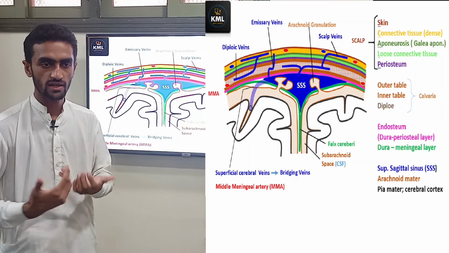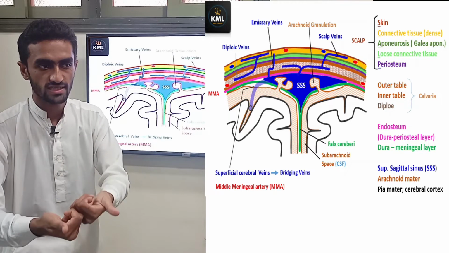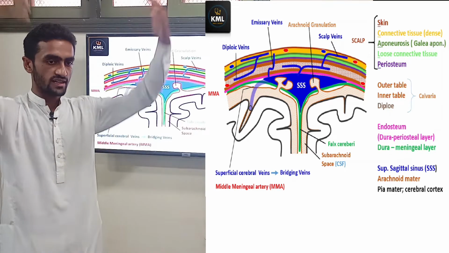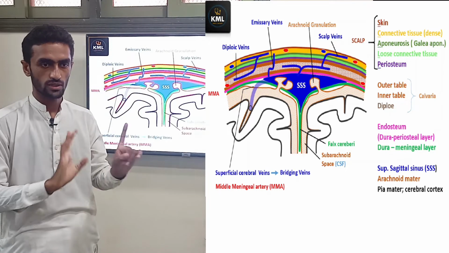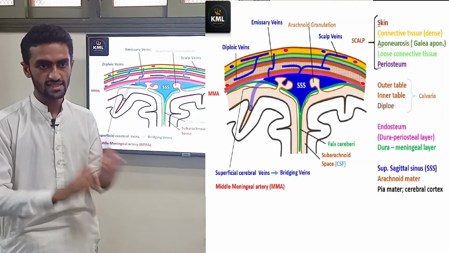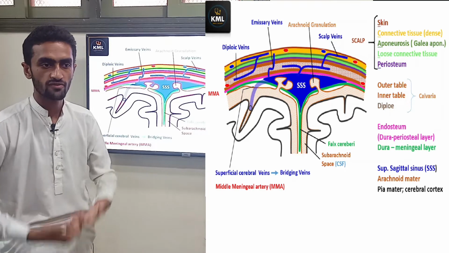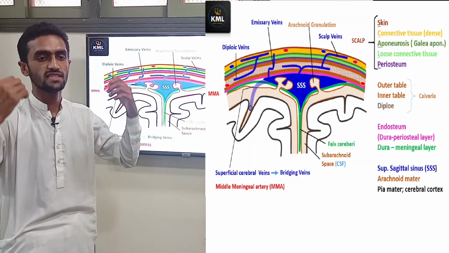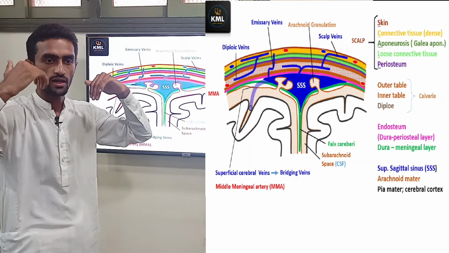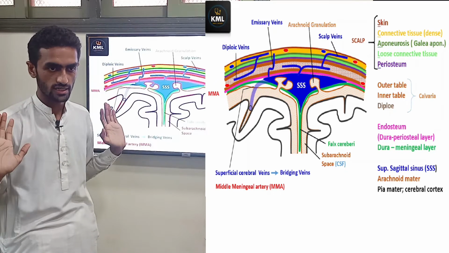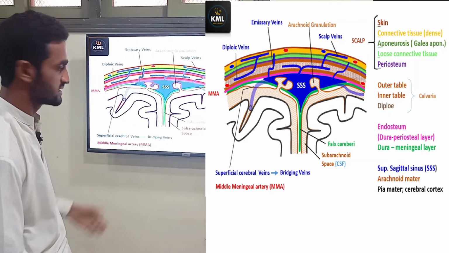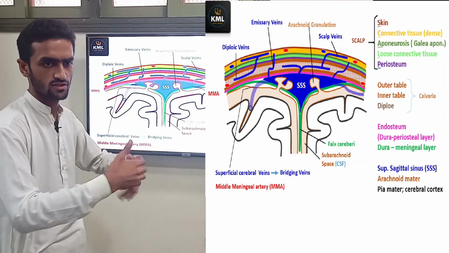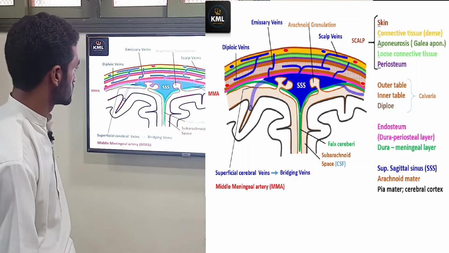of the blood from the intracranial part to the suprasagittal sinus, while the emissary veins drain the blood from the extracranial part. So clear these two terms, emissary veins and bridging veins. Bridging veins take blood from the intracranial part, while the emissary veins take blood from the extracranial part. Are you clear? Yes. So here are the other veins which are connecting; they all drain into these sinuses.